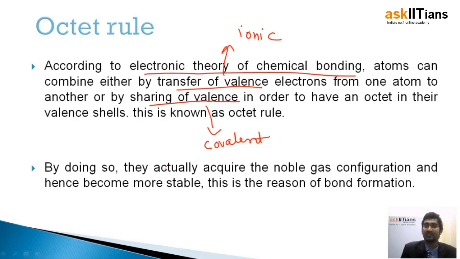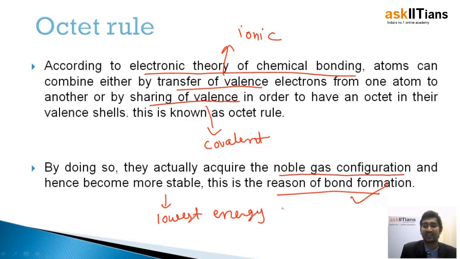And they both do so to complete their octet or the noble gas configuration, and they become more stable. This is the reason for bond formation. That is why bonds are formed. More stable means the lowest energy state.